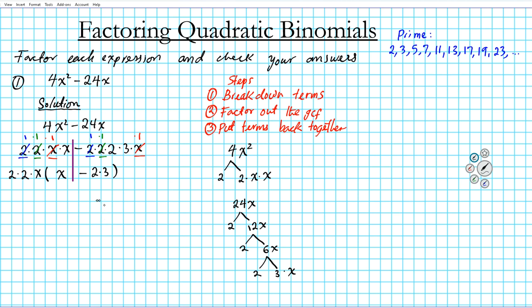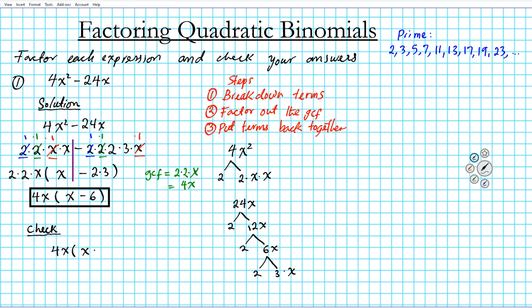So we're done with step 2. We factored out the GCF. Let's specify what the GCF is on the side here. The GCF is the number we factored out: 2 times 2 times x, which is 4x. Okay, bam. Now we're going to put terms back together. 2 times 2 times x is 4x. And then x minus 2 times 3 is 6. So ladies and gentlemen, that is the factored state of question number 1: 4x times x minus 6. Alright, so let's go ahead and check. How do you check? We do the reverse of factoring, which is expanding.